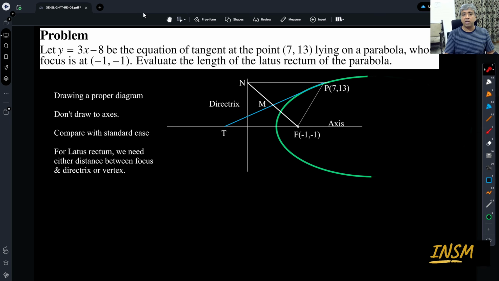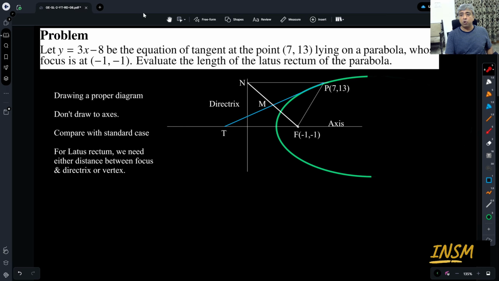So here we have drawn a general parabola. It's not as per the coordinate axis. This is the axis of the parabola, not coordinate axis. And we draw a directrix here. From the problem, this point, the focus, is given. A point P on the parabola is given, on which we have drawn a tangent. We have connected this point with the focus and dropped a perpendicular on the directrix, because we know that the distance of a point from focus and directrix are equal in the case of a parabola.